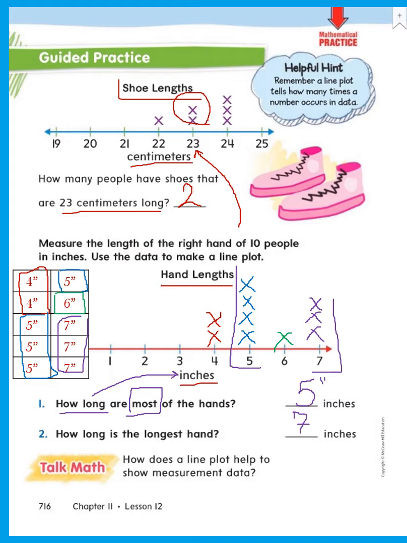At the bottom, it says Talk Math. How does a line plot help to show measurement data? Well, it just helps us present everything in a nice, organized way. And it's pretty easy to see how many people have hands that are 5 inches or 6 inches. We can see that 6 inches is not very common and that 5 inches is very common. Okay? All right, now let's move on.